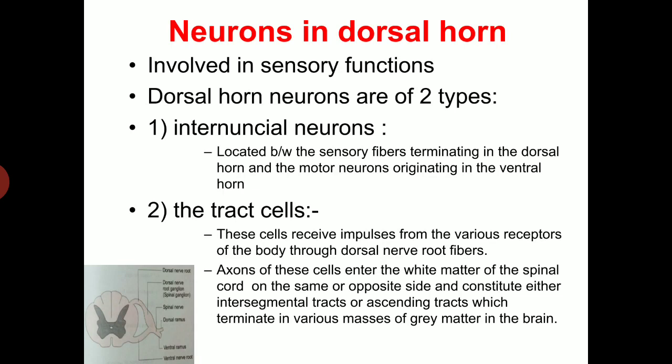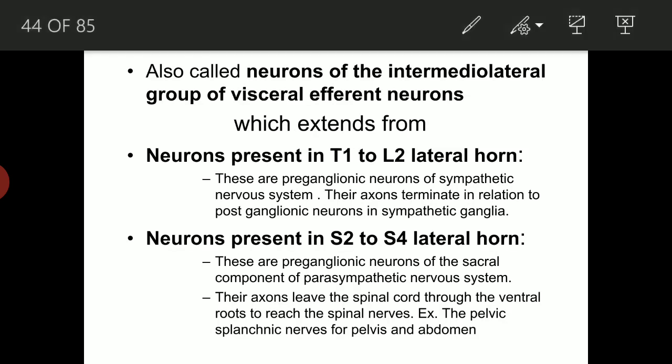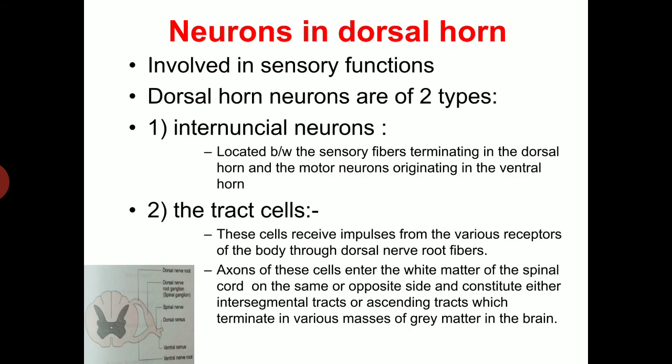Now, neurons in dorsal horn, which are mainly involved in sensory function. Dorsal horn neurons are of two types, internuncial and tract cells. Internuncial neurons are located between sensory fibers terminating in the dorsal horn and motor neurons originating in the ventral horn. That's why it is called internuncial neuron.